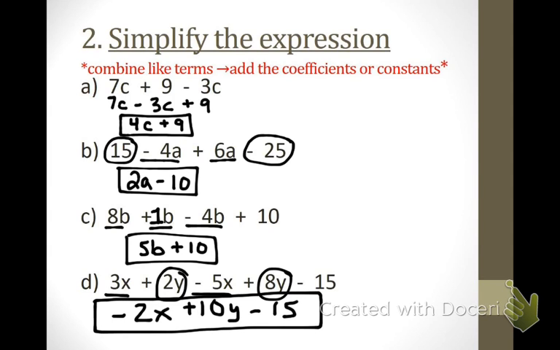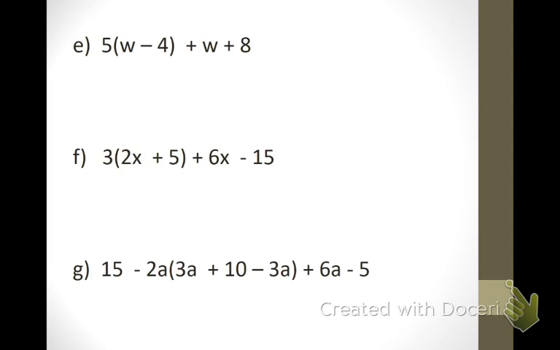All right, the next ones are going to be slightly different. If you look at problem E, what looks different about problem E from all of the other kinds of problems that I've had so far? There are parentheses inside of there. How many of you remember the distributive property? If you remember, the number outside the parentheses has to be multiplied by everything inside the parentheses. So it's got to be multiplied by that, and it's got to be multiplied by that.